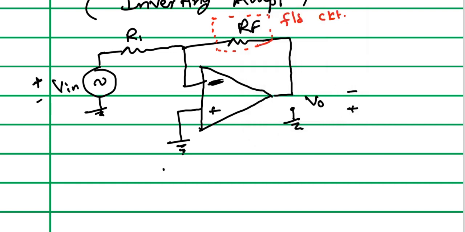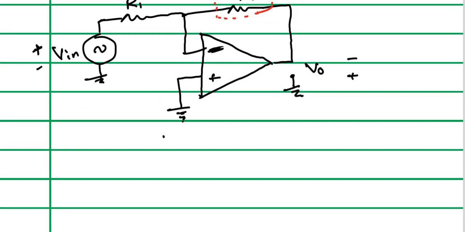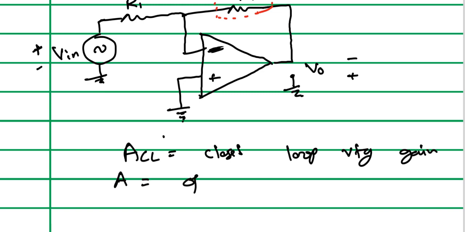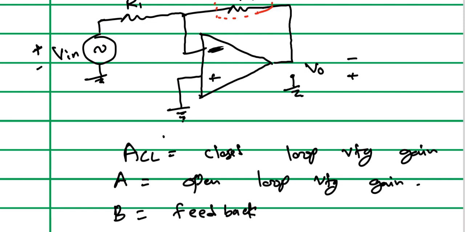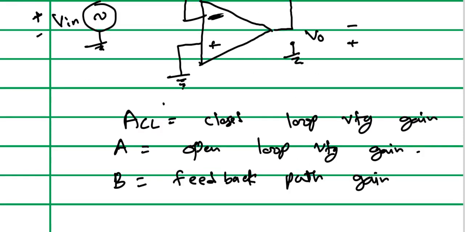Then I will use the notation ACL means closed loop gain, closed loop voltage gain. A means same notation, open loop voltage gain. B means feedback path gain. And you know that for non-inverting amplifier it is R1 upon R1 plus RF. For inverting amplifier also it is R1 upon R1 plus RF.